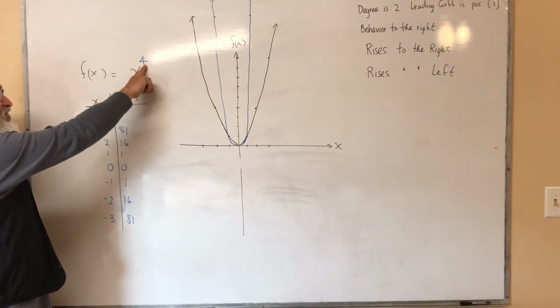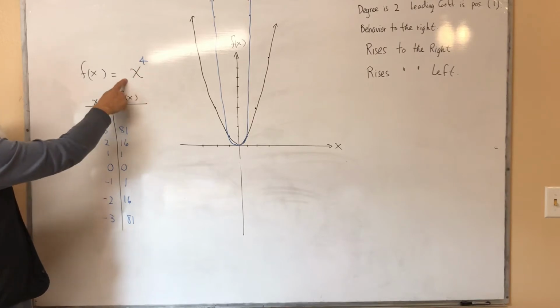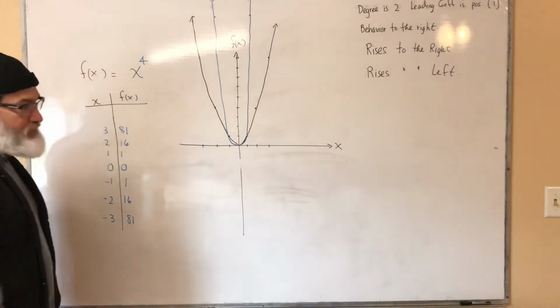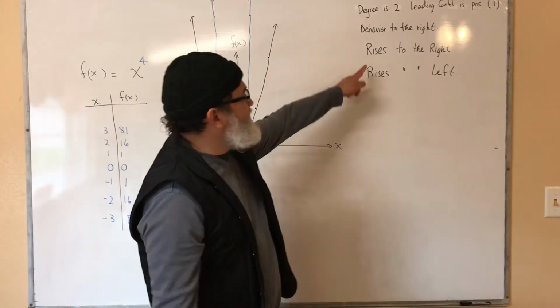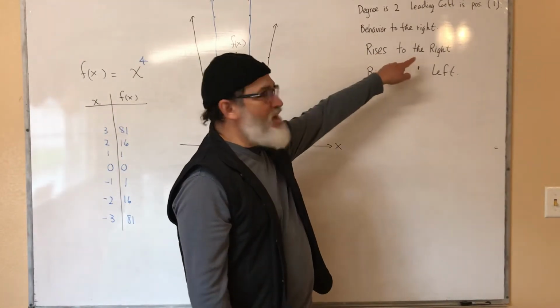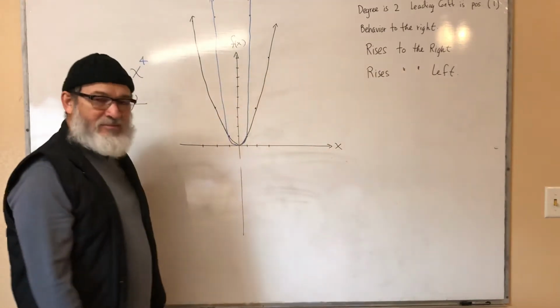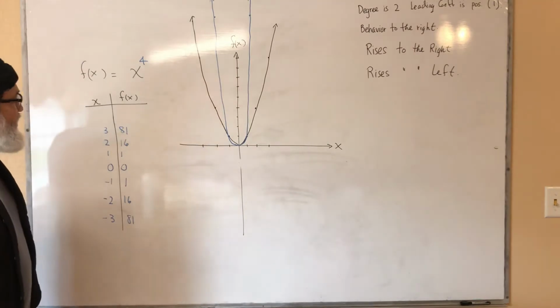Degree is even, leading coefficient positive. What's the behavior? It rises to the right and rises to the left. That's the behavior. Okay.